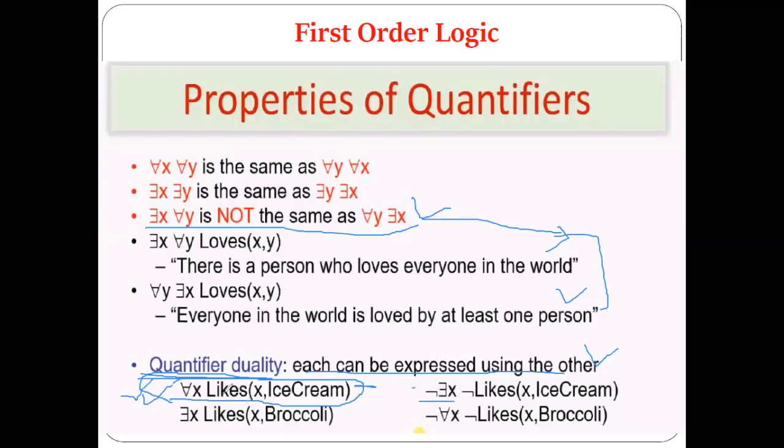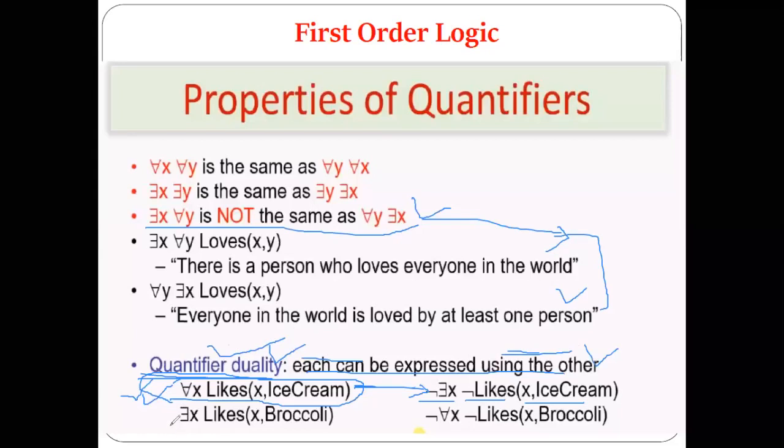Its meaning is here likes. You can write the negation of likes. Here likes is written; here you can write the negation of likes. Yes, sir. And the next part as it is. Both of these logics are the same, but are represented using different quantifiers. Correct? Yes, sir. And that is called the quantifier duality. Means what? Each quantifier can be expressed using the other quantifier, and that is called the quantifier duality. Understood? Yes, sir.